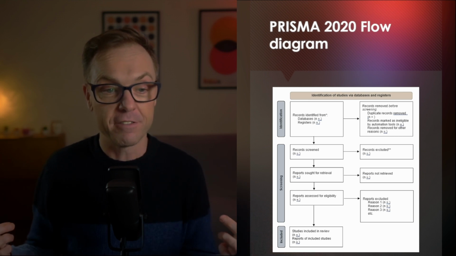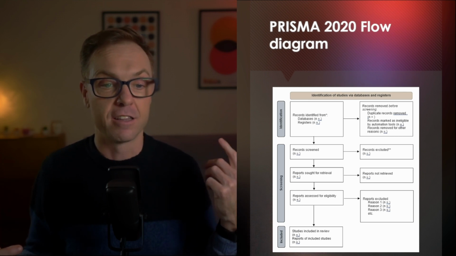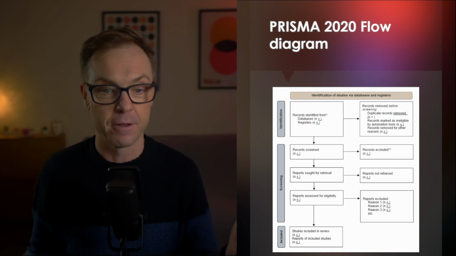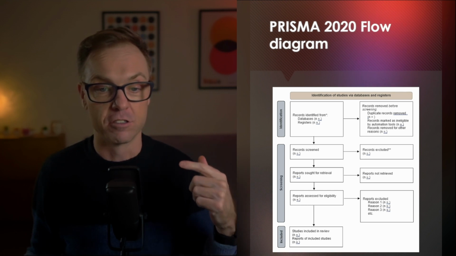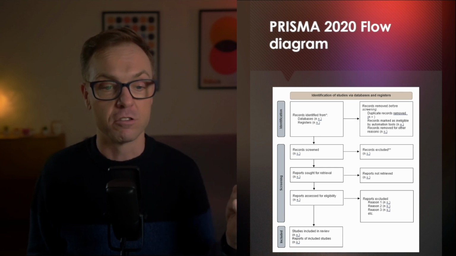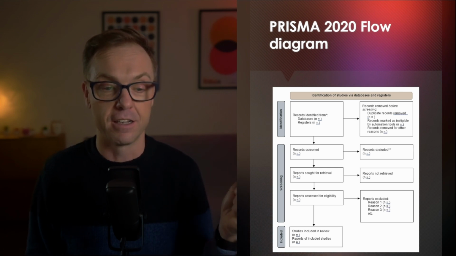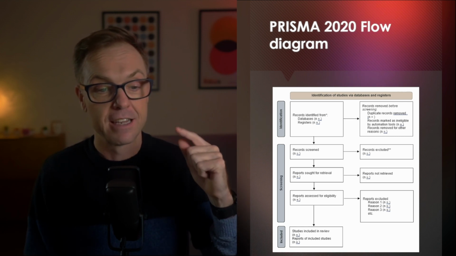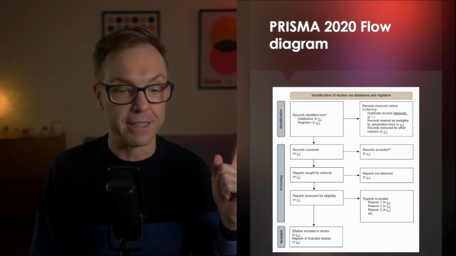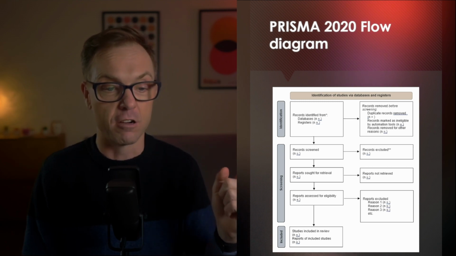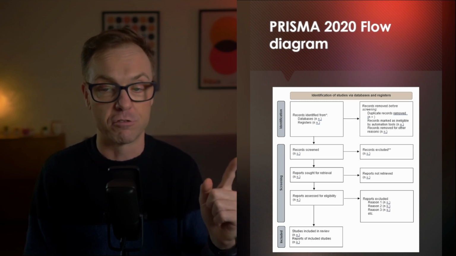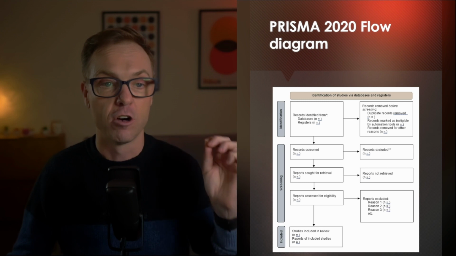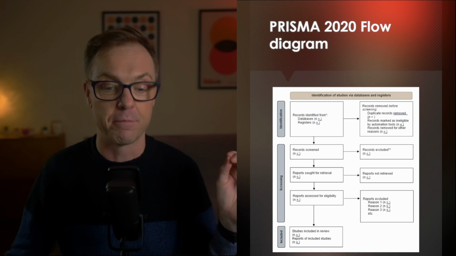So by the end of this week, you should be able to complete the number of records that you had at the beginning before you deduplicated, the number of duplicate records removed, the total number of records screened after the duplicates were removed, the total number of records you excluded, and finally, halfway down that screening block, the total number of reports that you're going to need to retrieve. Okay, so that's all the information you should be able to complete on your PRISMA 2020 flow diagram this week.